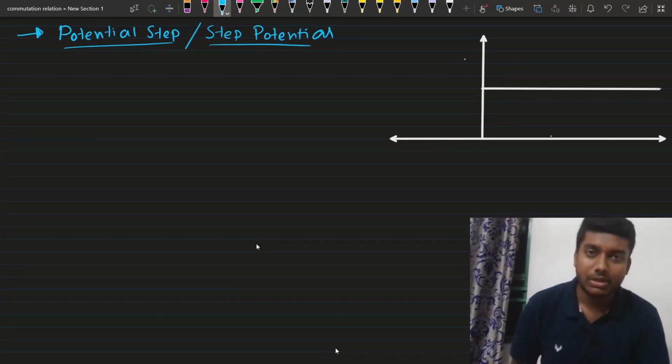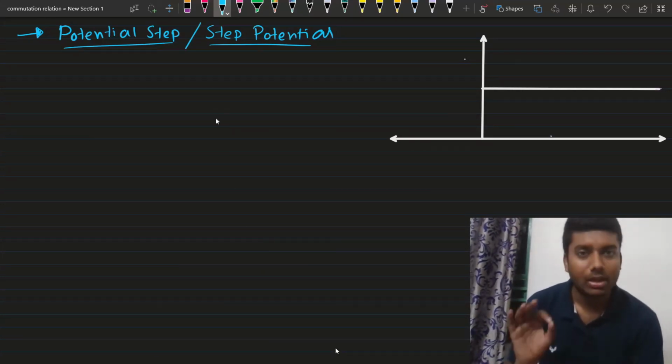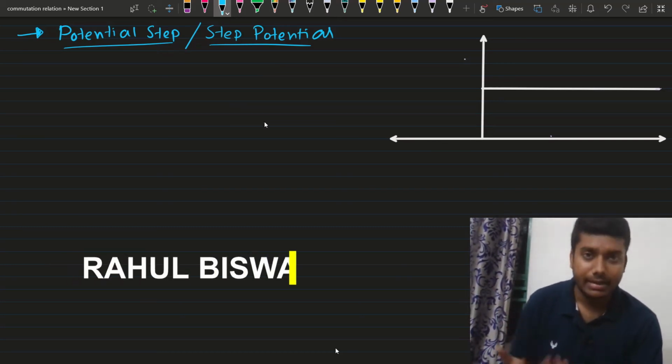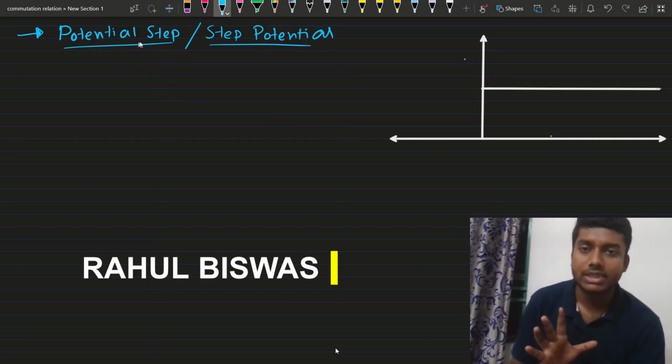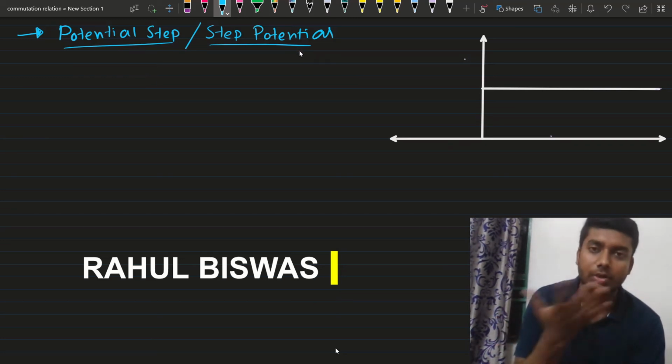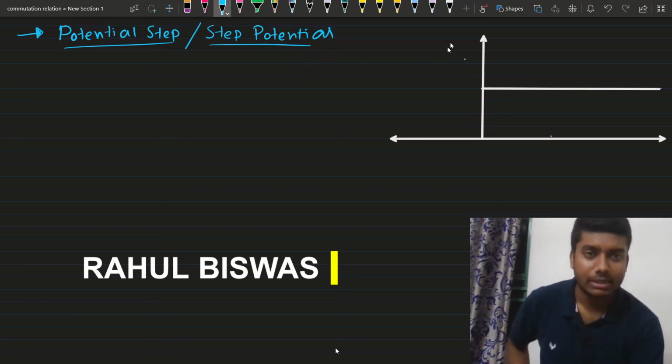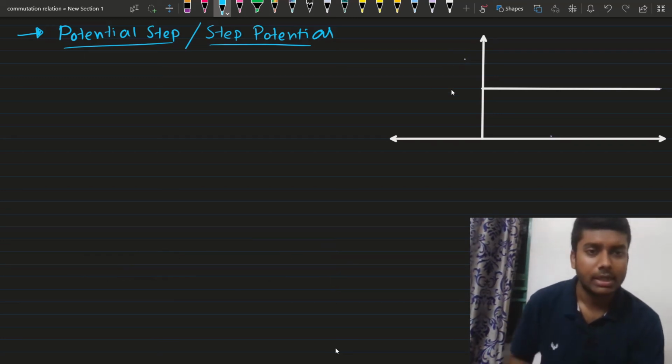Today in this particular video, I will discuss and derive all the necessary expressions and the expression of wave function, all the things in detail of the potential step, or what we call the step potential in quantum mechanics. So what is it? Basically, coming to the main point, this is a graph of the potential step.